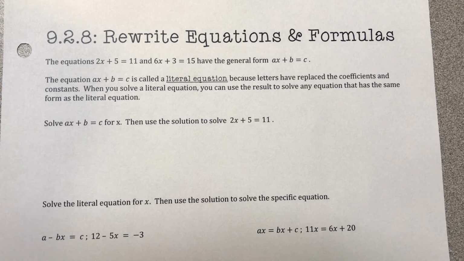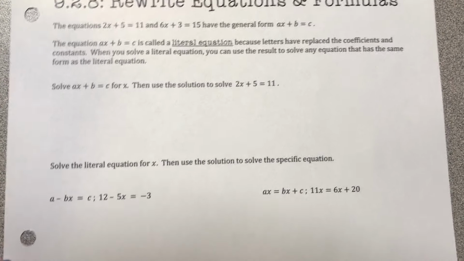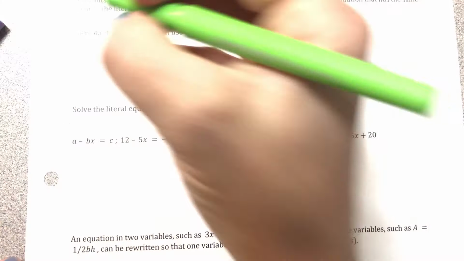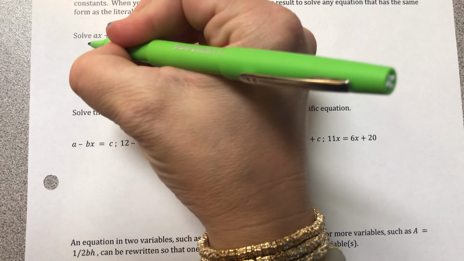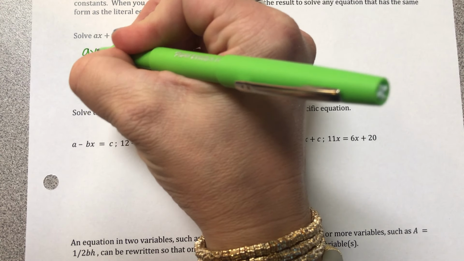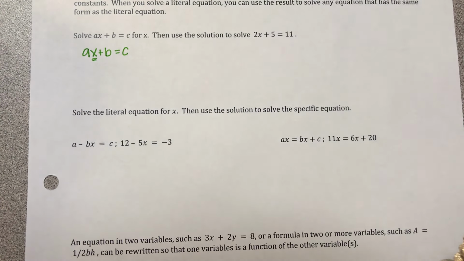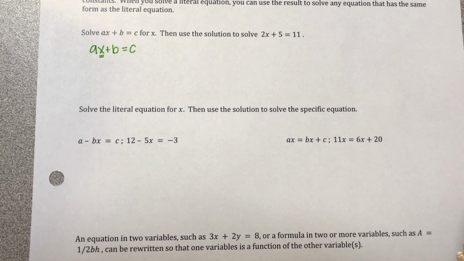And when you solve a literal equation, you can use the result to solve any equation that has the same format or the same form. So it says solve ax + b = c for x. Okay, so I'm going to do it like this. So we have ax + b = c. x is what I'm trying to get by itself. So we're going to solve this just like we would a regular equation, except instead of numbers, there's letters.